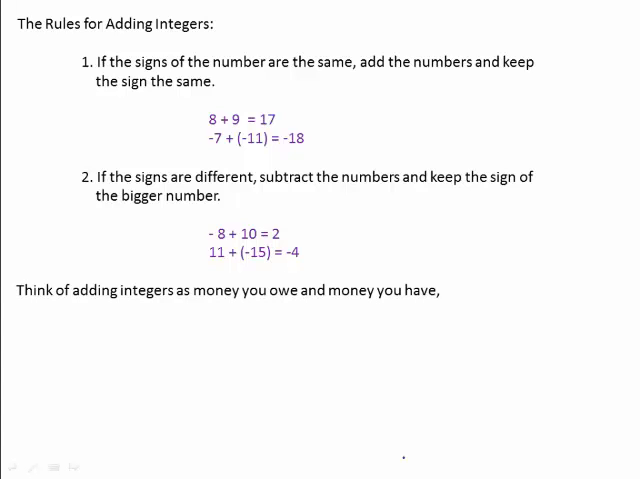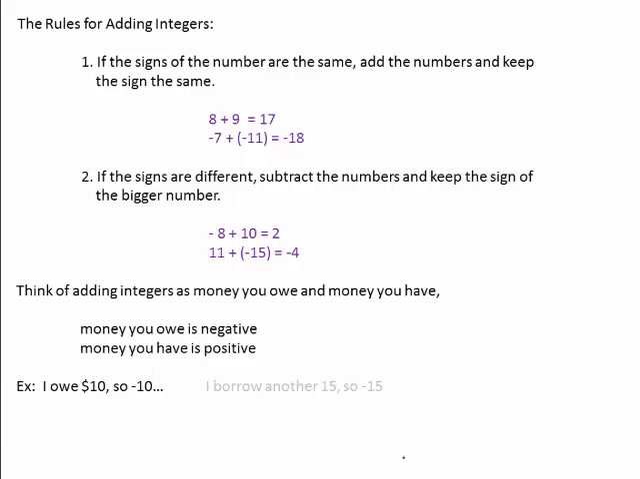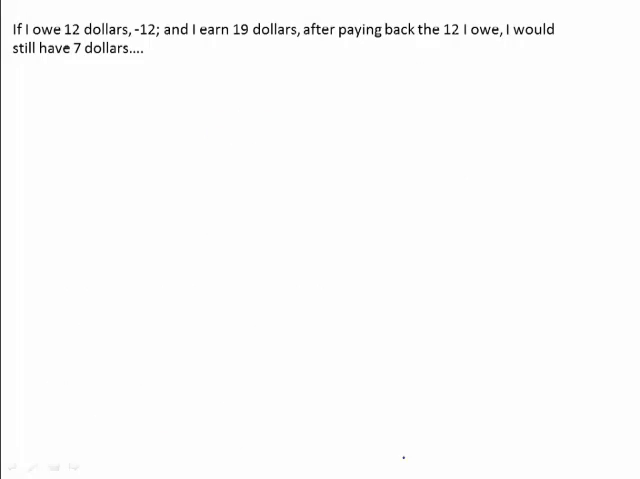If we think of it as money again, money I owe versus money I have, money I owe is negative, money I have is positive. So owing $10 is -10. Borrowing $15 is -15. -10 and -15, I owe 25, so -25. Okay, if I owe $12 and I earn 19, that would be -12 plus 19. I'd pay it back and have 7 left over, so +7.